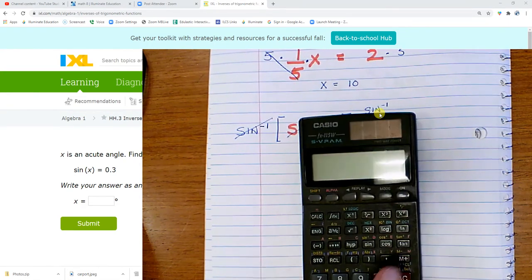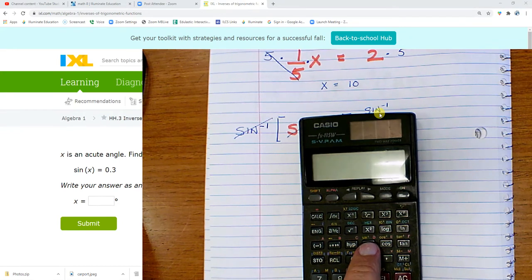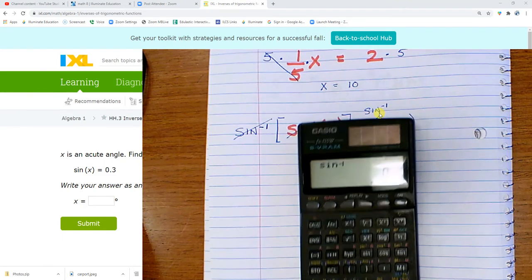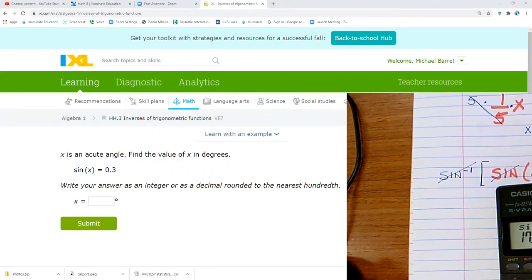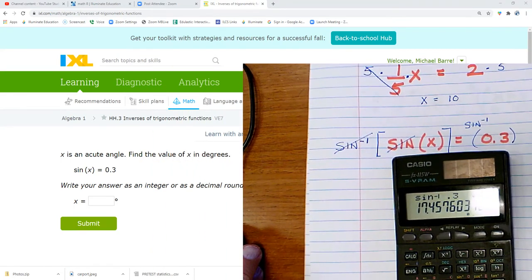Looking at my buttons, here's my sine button. The inverse is a second function of that. So I'm going to go shift, second, sine. That gives me sine to the -1, which is the inverse sine. And I put in the 0.3. And I get 17.457. It says to round it to the nearest tenth. No, round it to the nearest hundredth. So that's going to be 17.46.